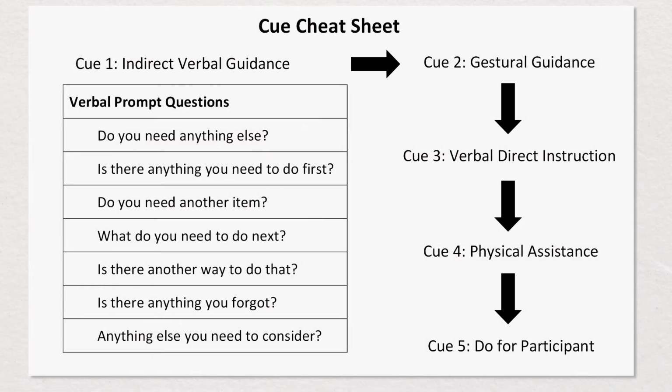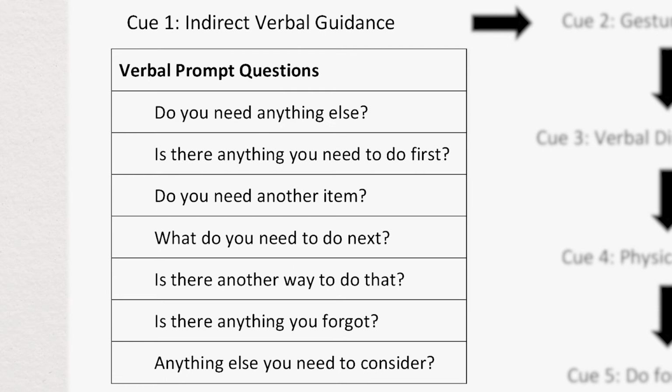When cueing, it's necessary to prevent or correct any error. Only cue the client until they complete the step correctly. Always begin with the least direct cue type, and work your way down the hierarchy if necessary. The first cue is indirect verbal guidance. This cue is provided as a question. The question is used to help the client take notice of their potential error, but not intended to be direct enough to tell them what the specific issue is.